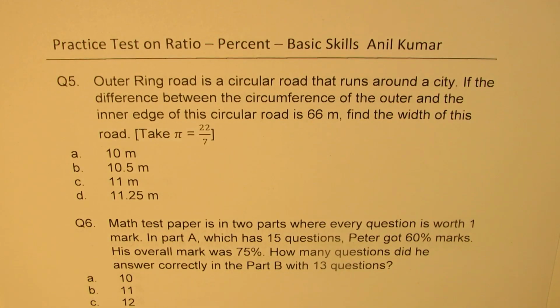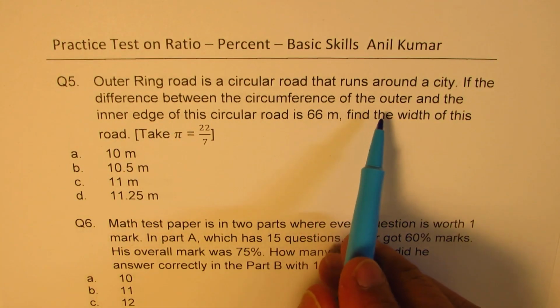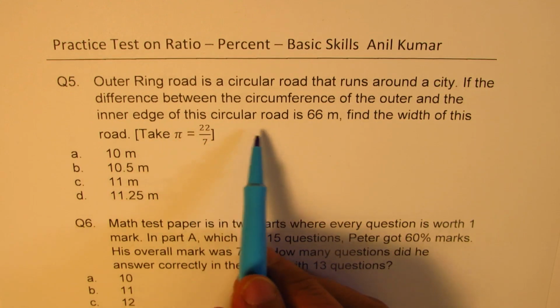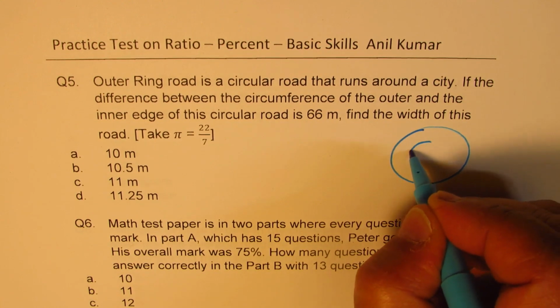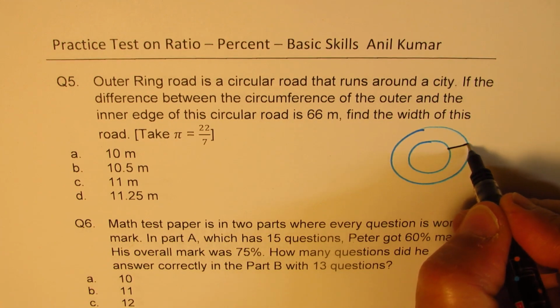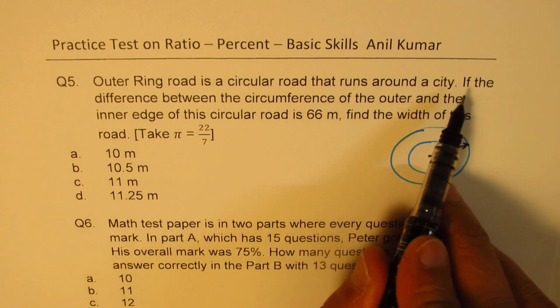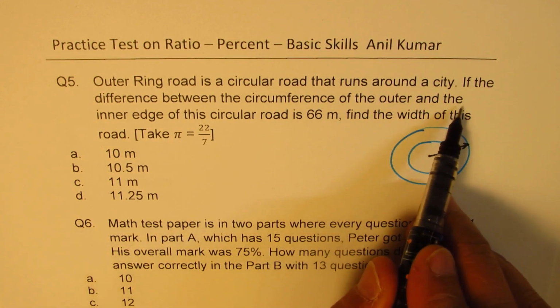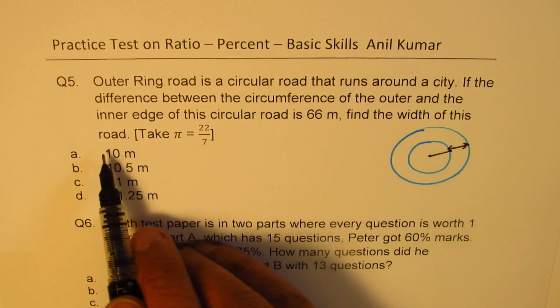Now let's get to question number 5. It says, outer ring road is a circular road that runs around the city. If the difference between the circumference of the outer and the inner edge of this circular road is 66 meters, that means we have two roads. We have a big road, a highway, which is quite wide, right? So the circumference of the two is 2 pi r and 2 pi r. We are to find the width of this road, right?